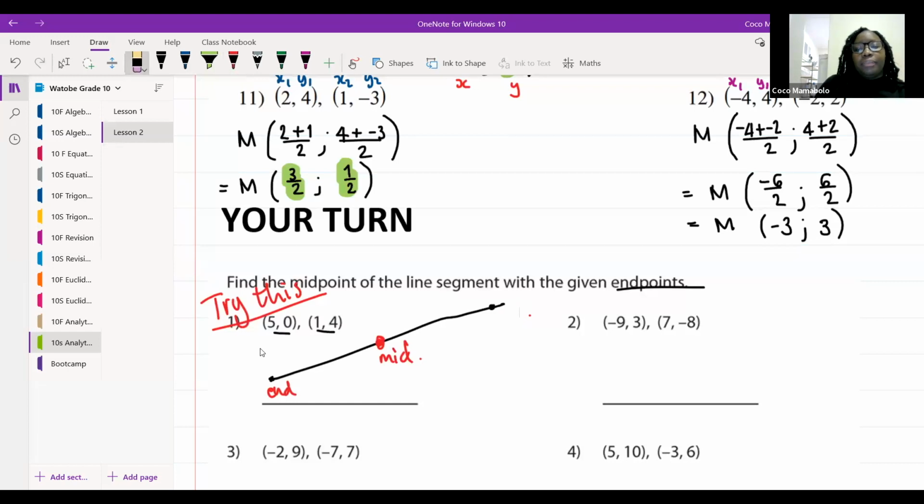Yes, Esona. Ma'am, I have a question. Yes. Ma'am, for the example, my answer was 1/2. Do I leave my answer like that, or should I write it as 0.5? No, write it as 1/2. Yes, ma'am. Okay.